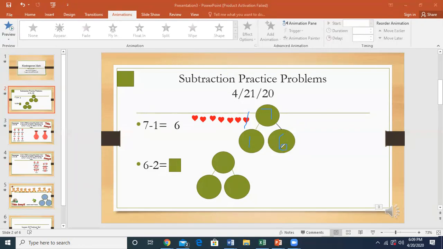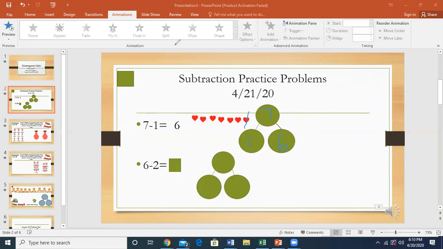Remind me again, does it matter if I put 6 in this circle? No, I can put 6 here, or I can put 6 here, I can put 1 here, or I can put 1 here. The only super important part is that the total will always go in the circle all by itself. So we have 7 minus 1 equals 6. Great job, guys. We're going to go on to our second problem.